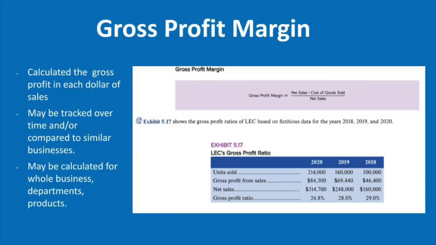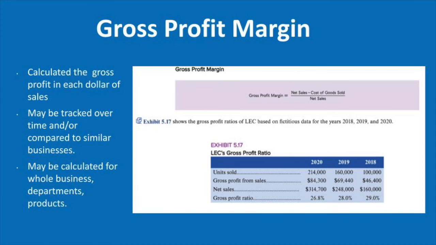One of the key tools used to do this analysis is called the gross profit margin. Gross profit margin is really very simple. You take your net sales, subtract off the cost of the goods that you sold in those sales, and divide it by net sales. That will give you a sense of how much gross profit you're making on each dollar of sales. So, for example, I'm making 20 cents on an item, or $1 on an item, that sort of thing.